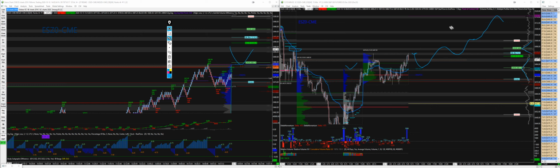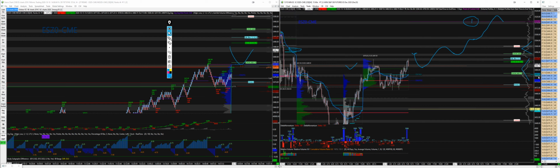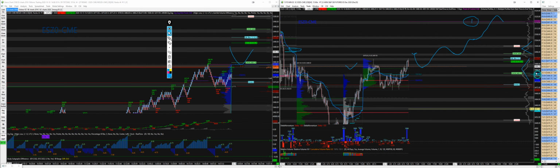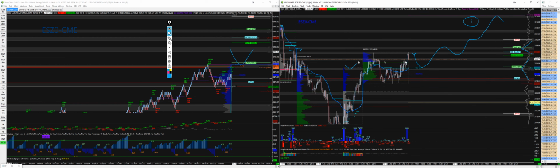40 points of range. Scenario 1. Okay. 21 stalk zone. Oops. And the previous day's high. Scenario 2.